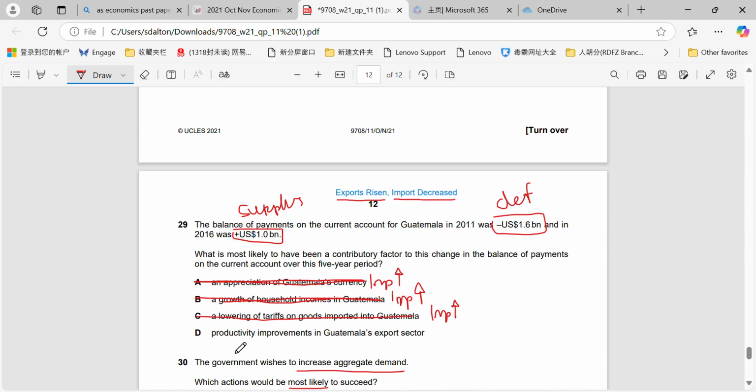And then productivity improvements in Guatemala's export sector, that would be what we're looking for. That would help Guatemala's exports to increase if they're able to be more productive in their production of them. And assuming imports would stay the same, then we would be able to create a balance of payment surplus.